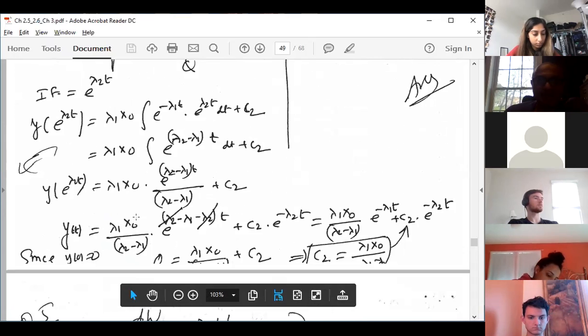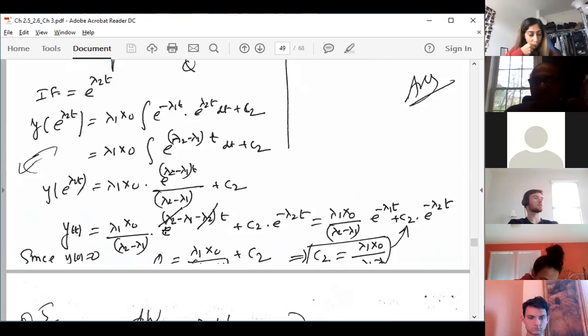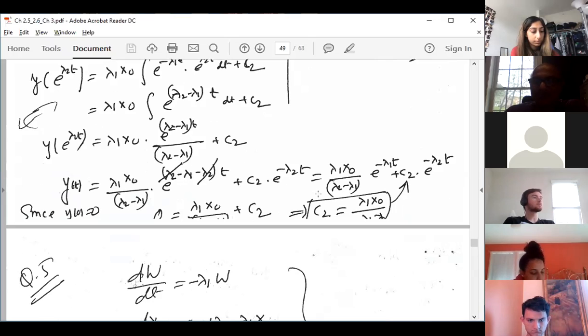Yt equals lambda 1 x0 over lambda 2 minus lambda 1, and this one. Right, guys? If you divide by lambda 2t, you divide by this one. So lambda 2t, here it is lambda e to the power negative lambda 2t. So lambda 2t and negative lambda 2t will get cancelled out. Only negative lambda 1t is left out here, and c2 multiplied by e to the power negative lambda 2t.